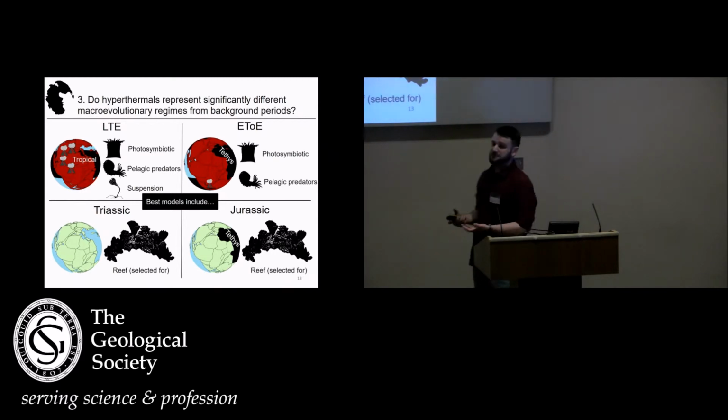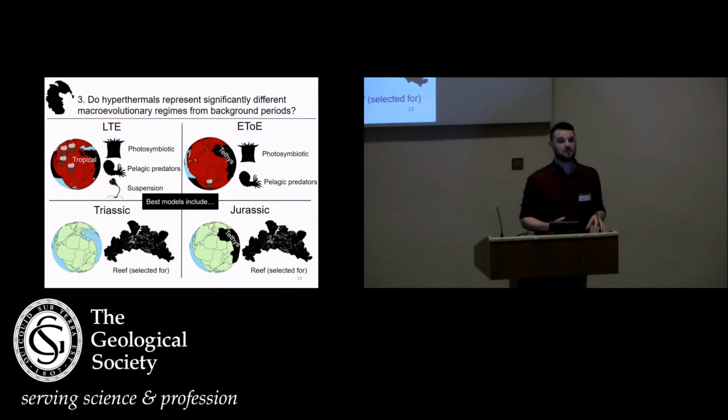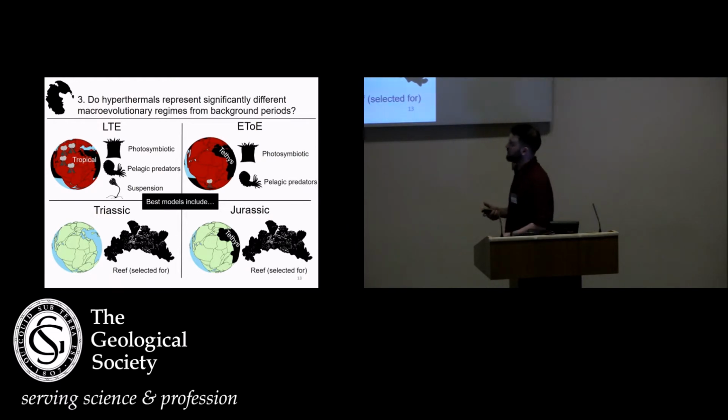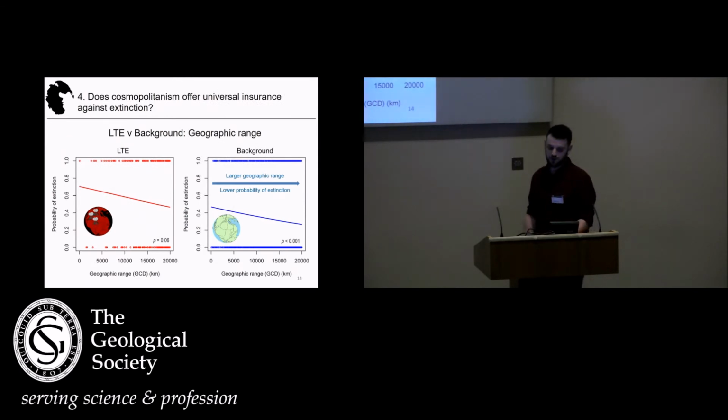One similarity that we see in Jurassic background and the early Toarcian event is that we see higher than expected extinction in the Tethyan realm. This is probably explained by the fact that in the northwest Tethys, we do get bursts of anoxia throughout the lower Jurassic, of which the early Toarcian ocean anoxic event is just the most severe. So some similarity there. So does cosmopolitanism offer universal insurance against extinction?